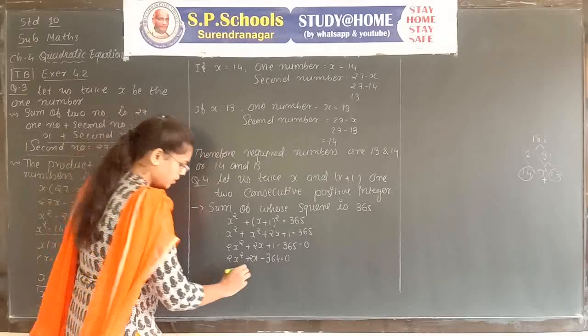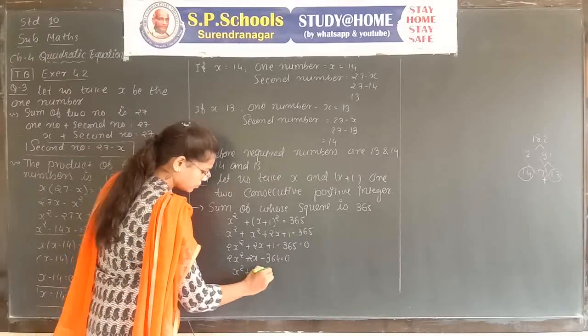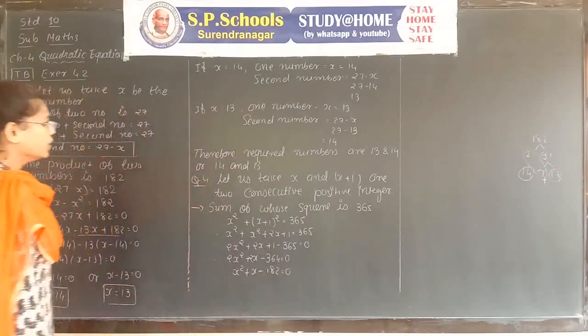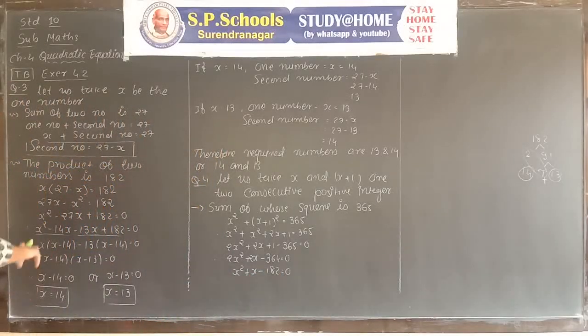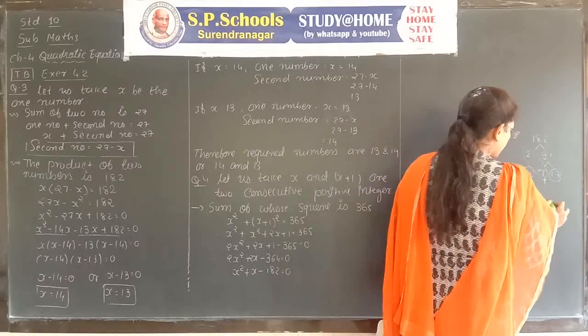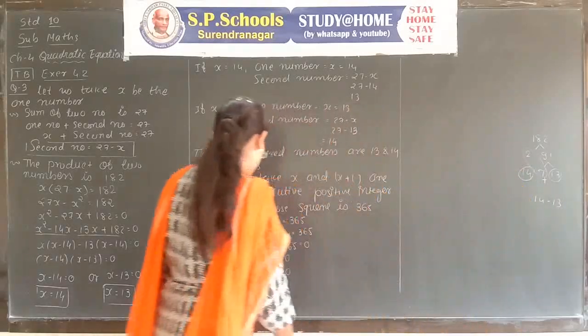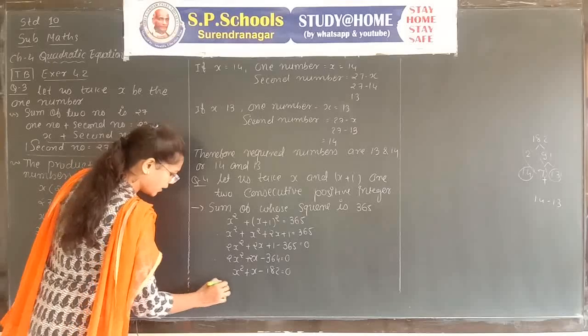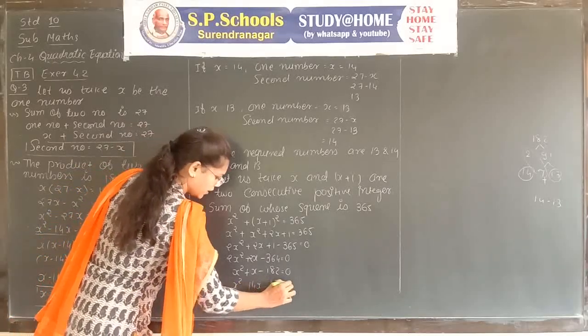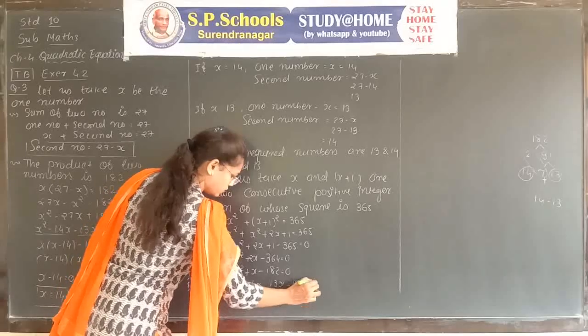Getting 2 as common, x square plus x minus 2 is equals to 0. 182 is same as the first one. Here the addition is 27, the factors are 14 and 13. If we subtract, we get 1, which we require. That's why x square plus 14x minus 13x minus 182 is equals to 0.